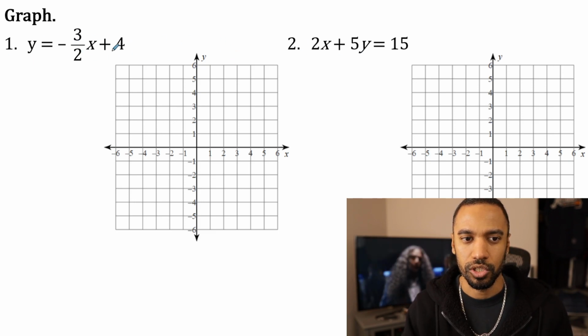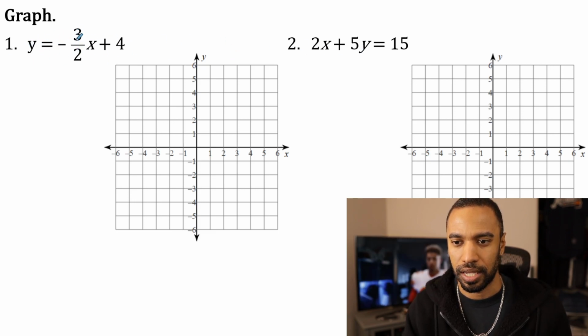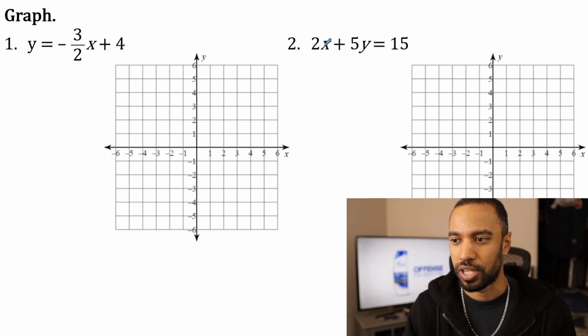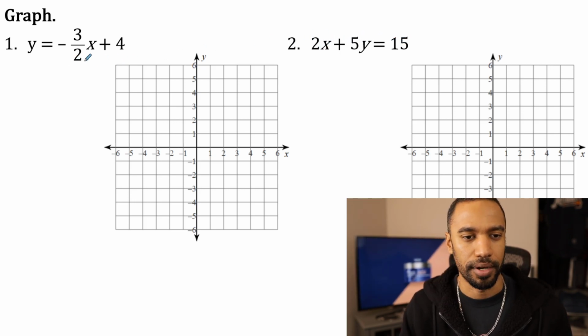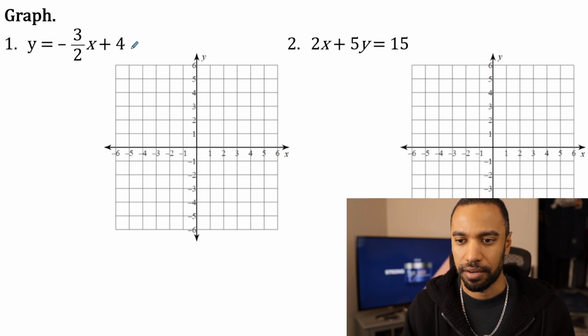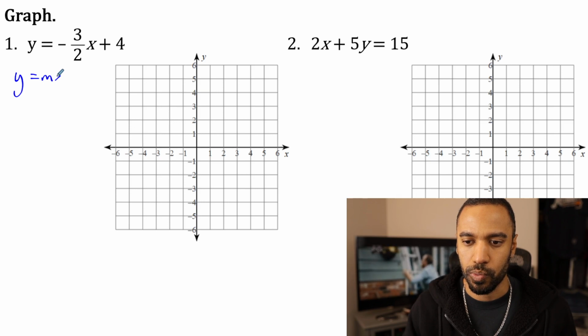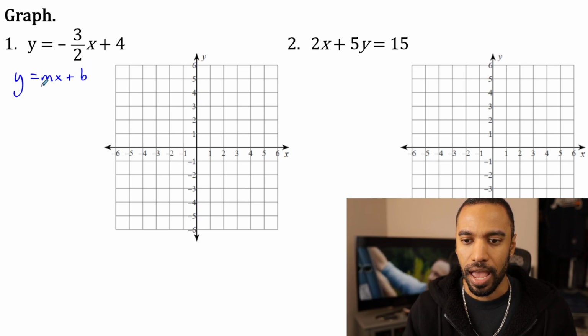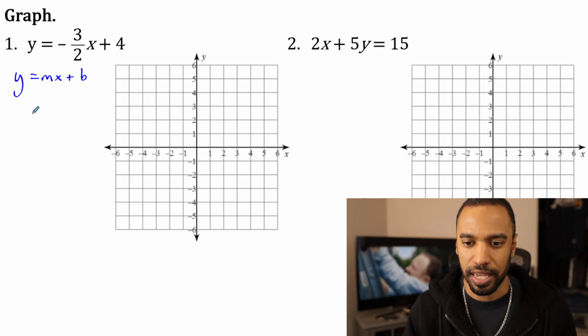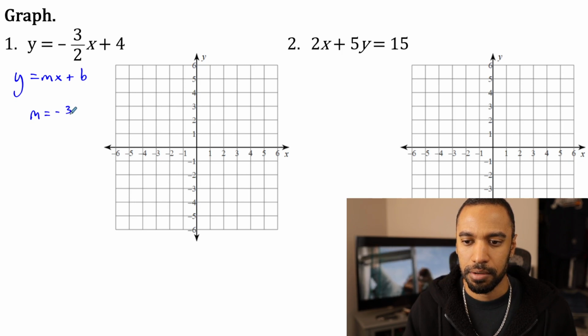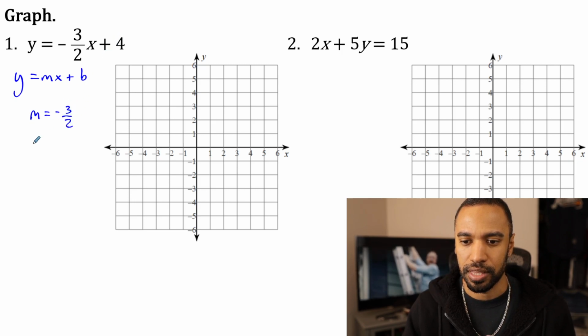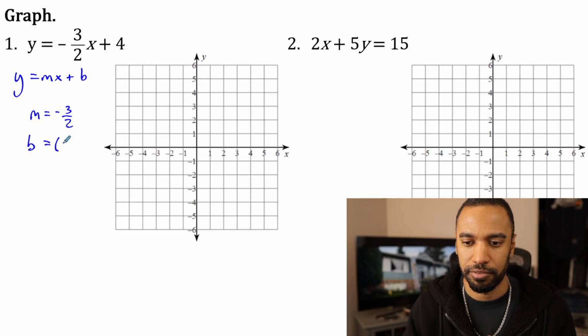I have 2 equations, one in slope-intercept form, y equals negative 3/2 x plus 4, and one in standard form, 2x plus 5y equals 15. Okay, number 1. Let's graph y equals negative 3/2 x plus 4. Now this is written in slope-intercept form, which is y equals mx plus b, where m represents the slope, in this case negative 3/2, and b represents the y-intercept. In this case, it is at the point 0, 4.